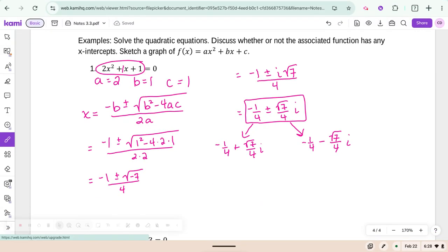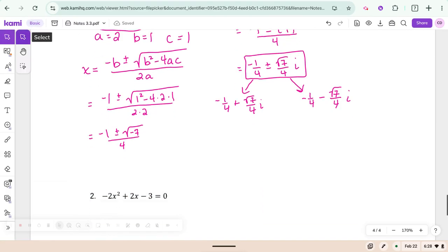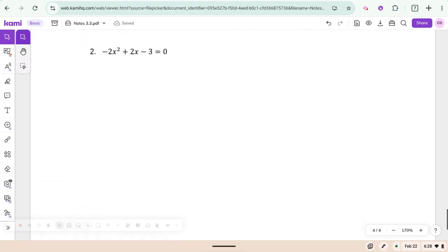Let's do our final example together. This one is also already in standard form for us, and it's equal to 0. And I know it's not factorable because I already know it's going to have complex solutions. So I'm going to jump right into the quadratic formula once again. I will identify a, b, and c. So a is the coefficient of x squared, which is negative 2. b is the coefficient of x, which is 2. c is my constant, which in this case is negative 3.